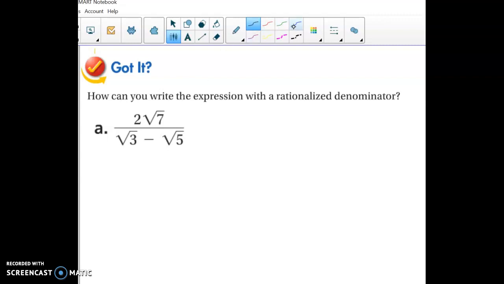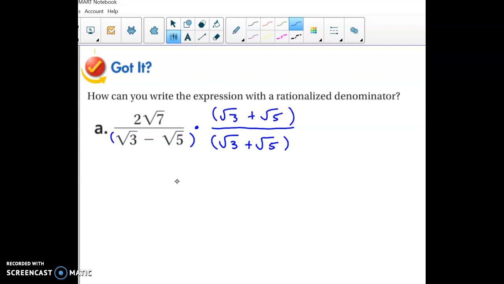All right, so hopefully you've done this question. Now we'll go through the answer. We want to rationalize the denominator. So to get rid of the radicals in the denominator, we multiply by the conjugate. We're going to multiply by radical 3 plus radical 5, top and bottom.